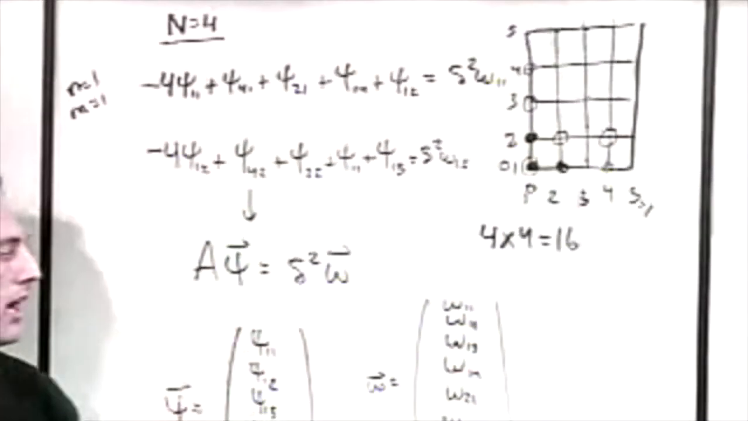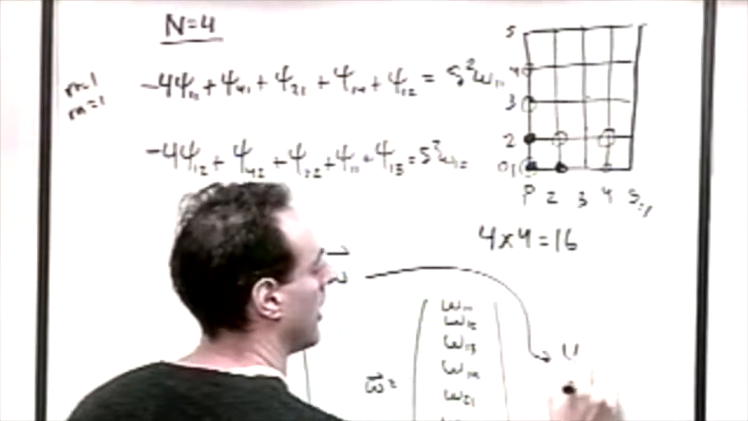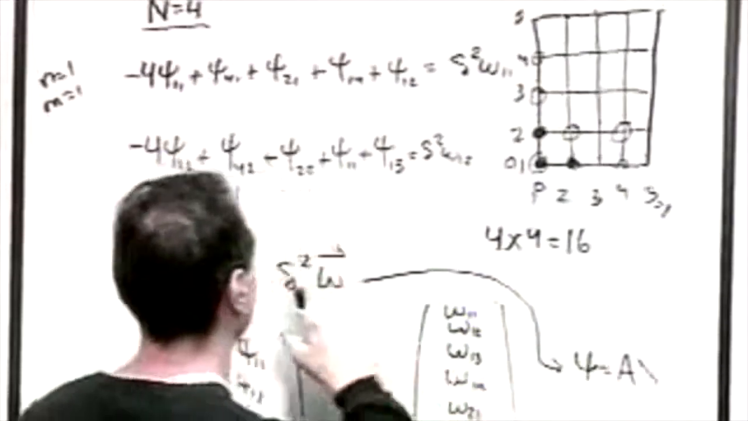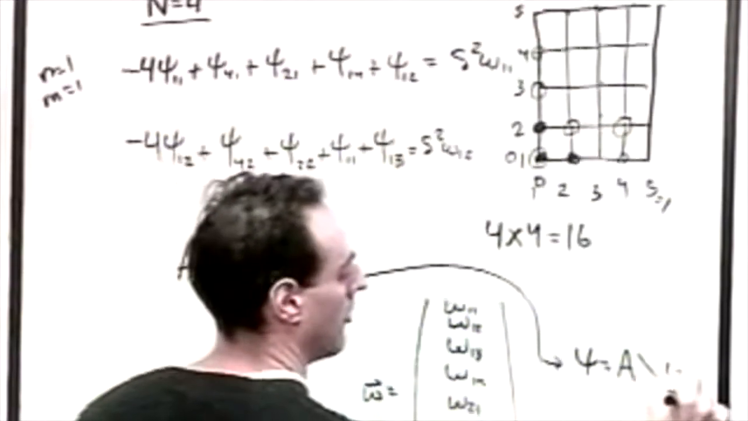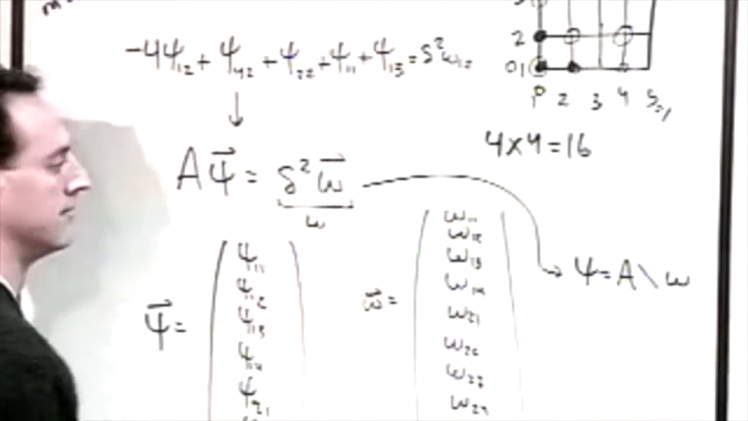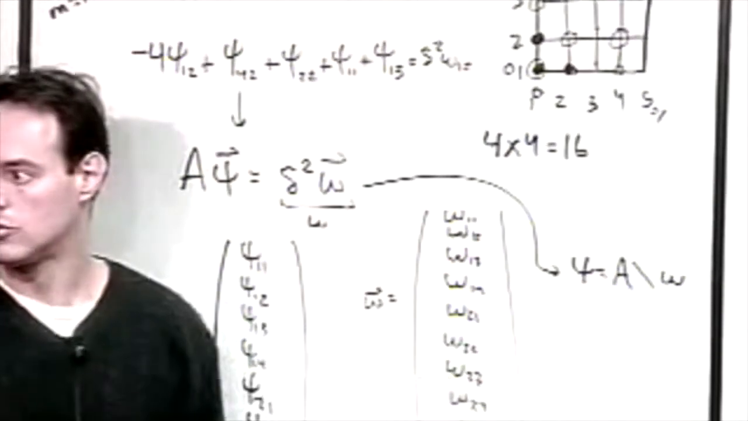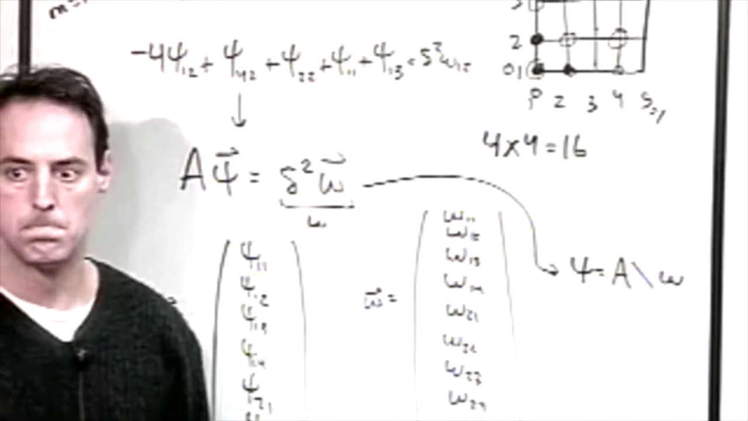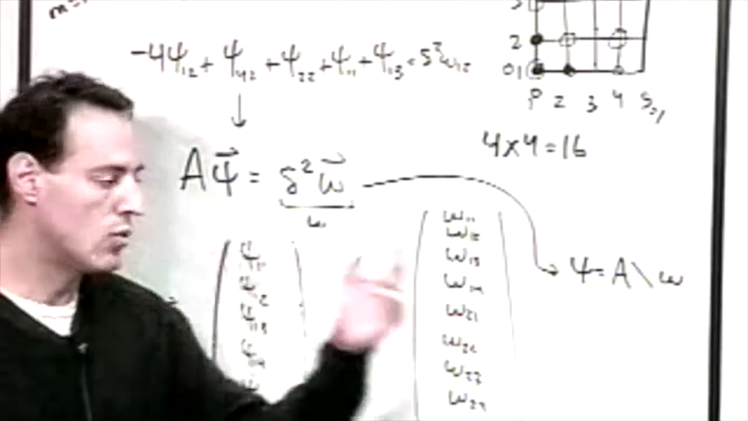How do you solve this in MATLAB? Well, it's really easy. You just take this equation, say psi is equal to A backslash this thing here. Let's call that omega. I'll incorporate the delta squared into it. And there you go. That's your solution. Solves a 16 by 16. Okay? Now, there's one way to solve it.